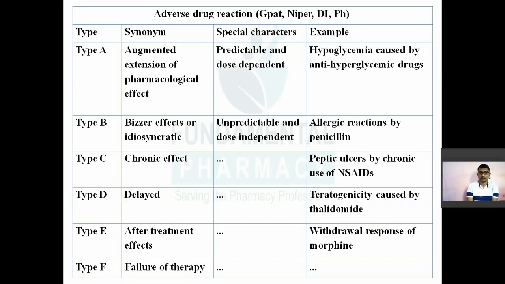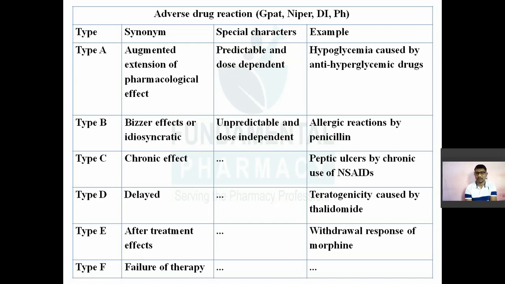For example, valproic acid is contraindicated in a pregnant woman and should not be given, but if thalidomide or valproic acid is given, it will cause a teratogenic malformation in the fetus. Thalidomide will cause absence of limbs, that is phocomelia. Valproic acid, or sodium valproate, will cause a neural tube defect in the fetus. So that is a delayed type of adverse drug reaction.